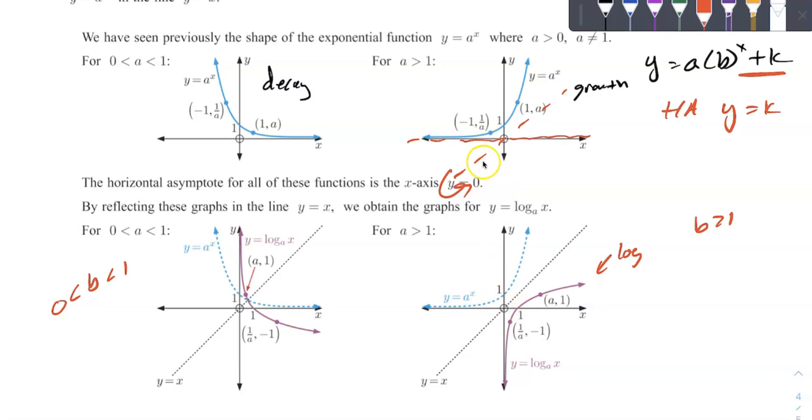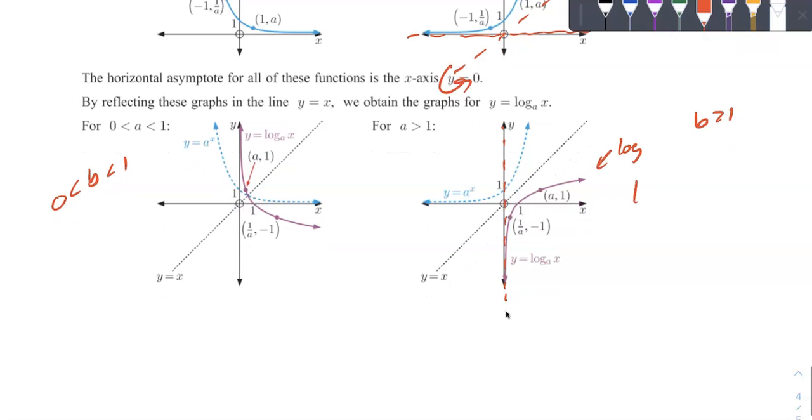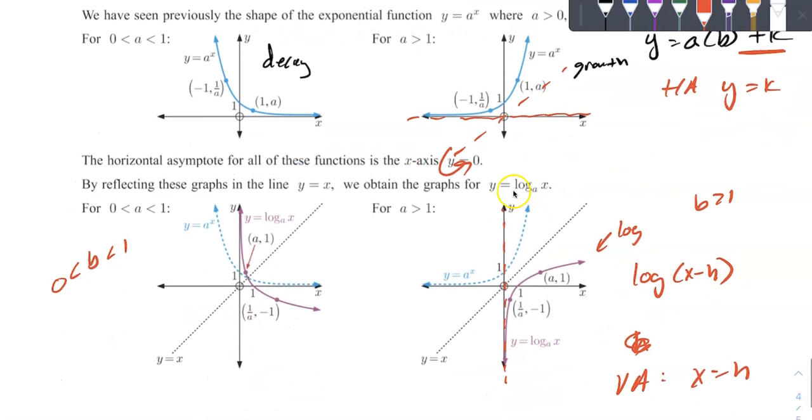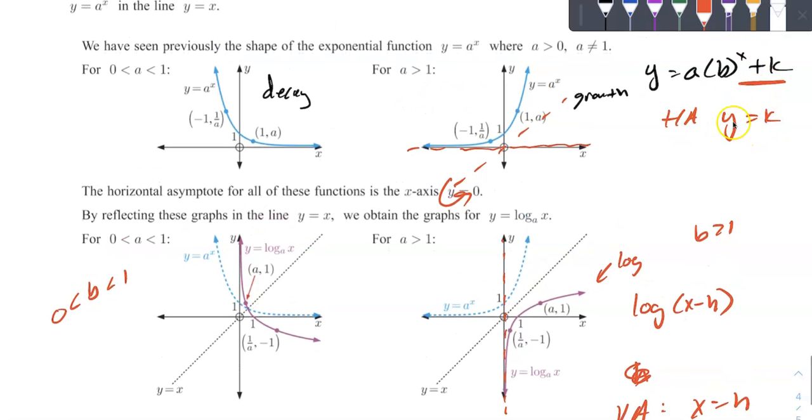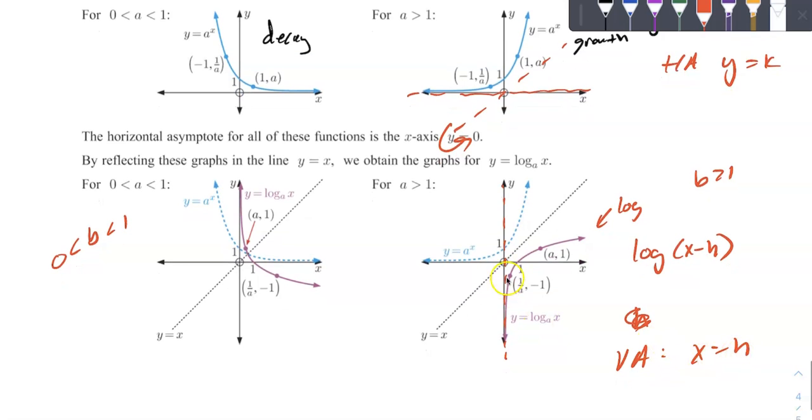Now when you do the inverse of it, that flips to right here. And it's the stuff inside the log that matters, and that's a vertical asymptote. The vertical asymptote is at x equals h. Right, so it all comes from the fact that it's the inverse of this function. So the x and the y switch. Over here we had y equals k, a horizontal asymptote, and now we have x equals h as our vertical asymptote.